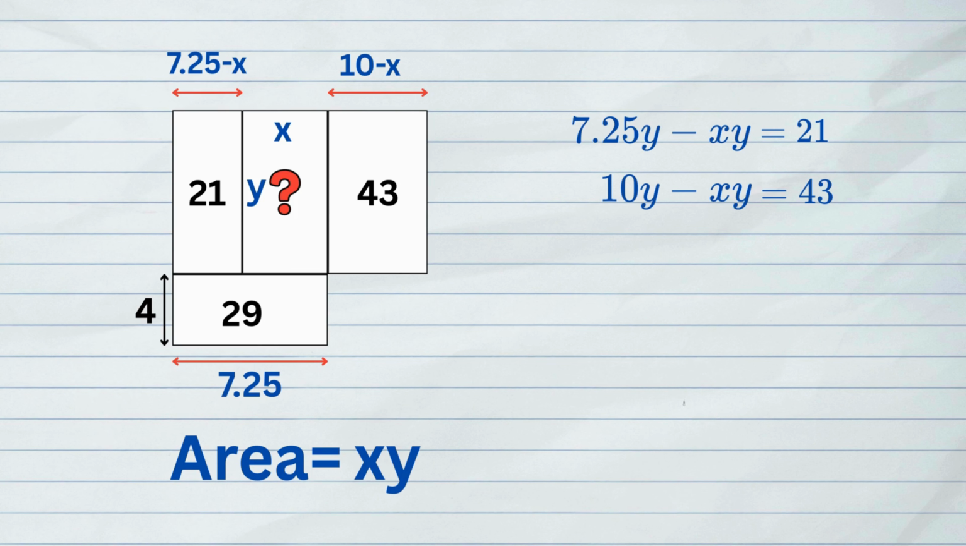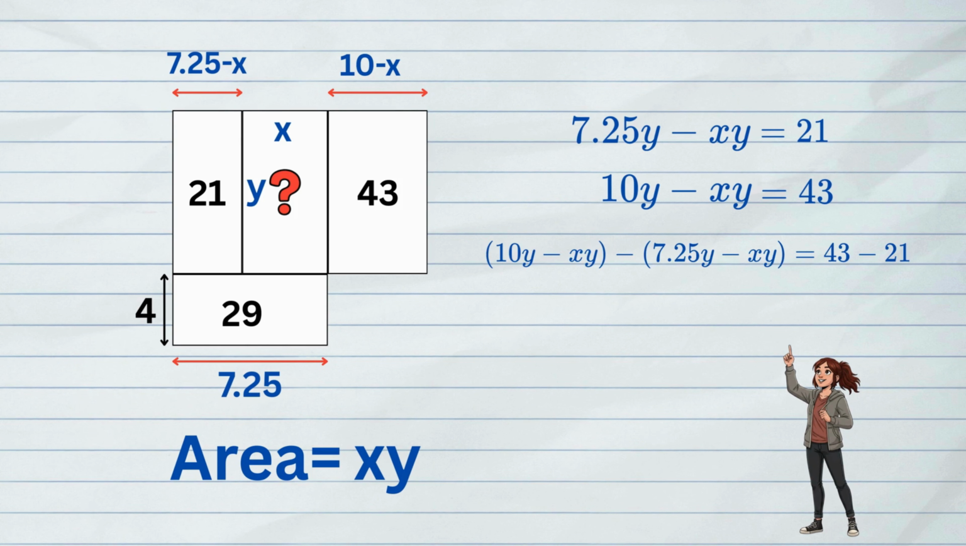Here comes the slick move. Subtract the second from the first. 10y minus xy minus 7.25y plus xy equals 43 minus 21. The negative xy terms cancel out. That's the whole reason we set it up this way. We get 2.75y equals 22. So y equals 22 divided by 2.75, which is 8.